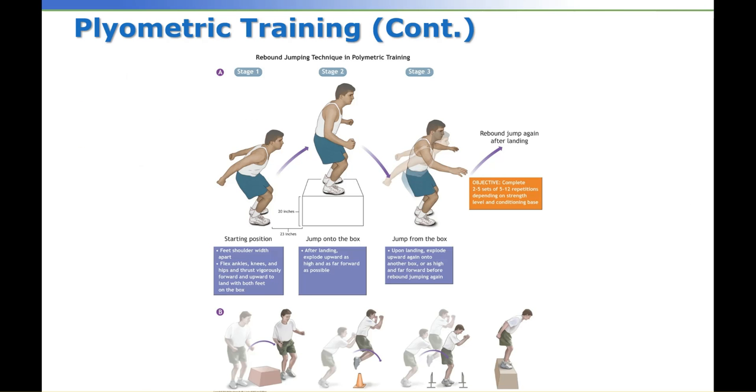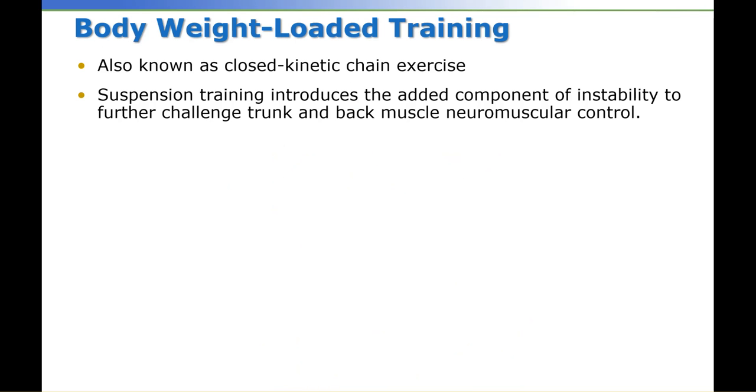This is what we're talking about with the starting position, jump onto the box. You have concentric up onto the box, eccentric down, and then again another concentric, jump again. Body weight loaded training, also known as closed kinetic chain suspension training, introduces an added component of instability for the challenge of the trunk.